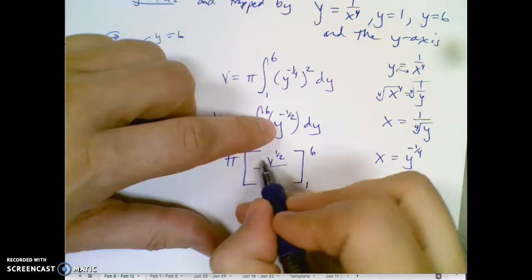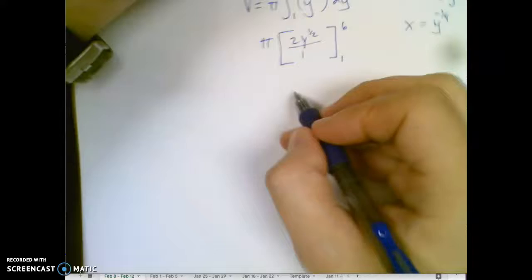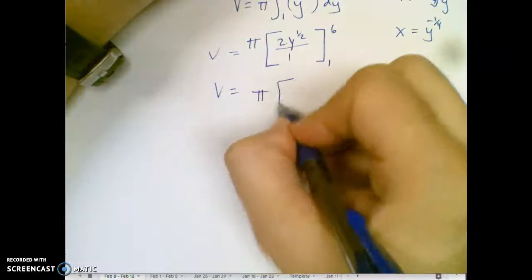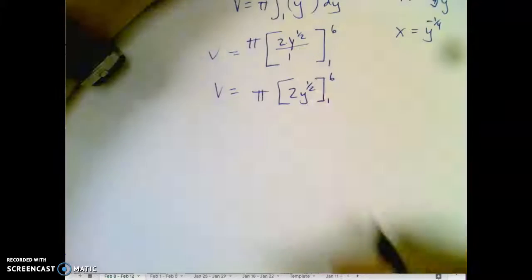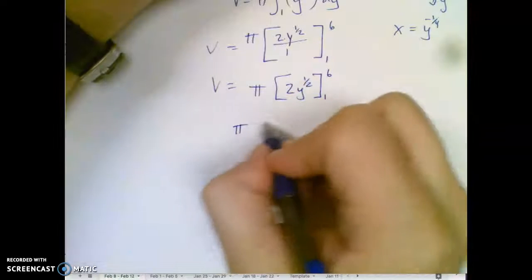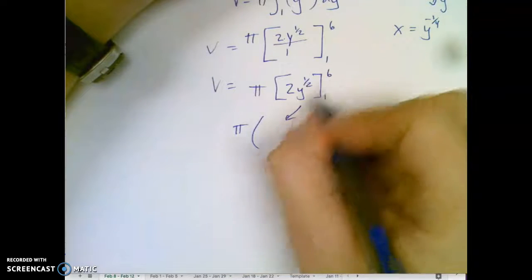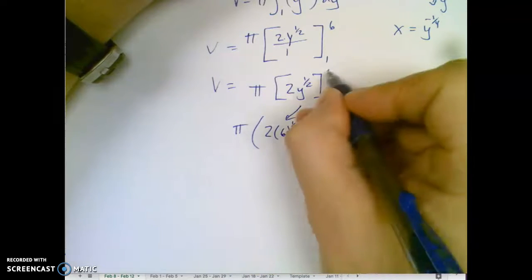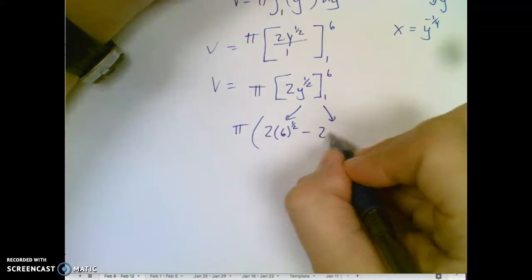Dividing by 1/2 is the same as multiplying by 2 over 1. So maybe I'll rewrite it one more time. To say pi is 2y to the 1/2 power from 1 to 6. And now it splits into its two parts. The first time you'll plug in a 6, always. And then the second time you do a minus sign and plug in the other number.